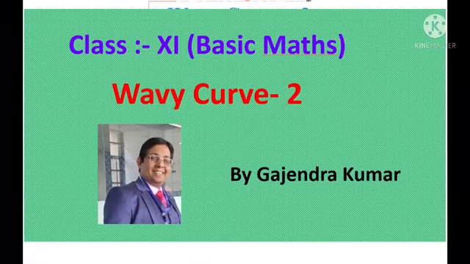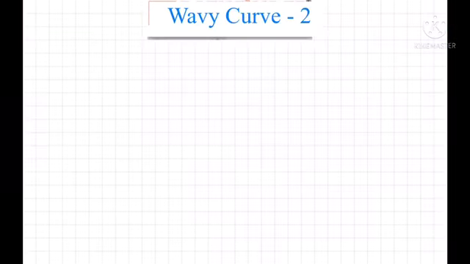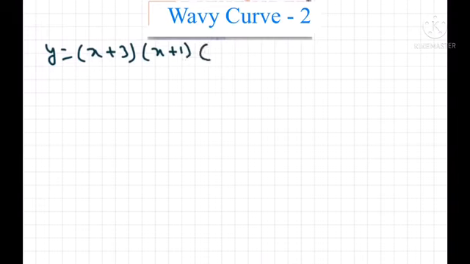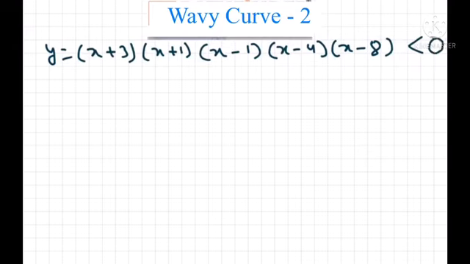Now let's assume we have 5 factors. If we have 5 factors, then take an example. Y is equal to (x + 3)(x + 1)(x - 1)(x - 4)(x - 8). And if I ask you this is less than 0, find the value of x. So you should proceed as follows.